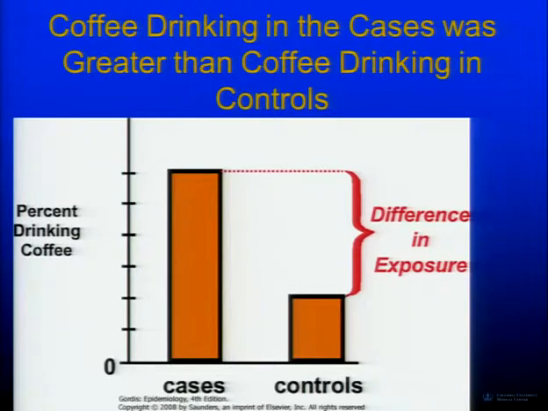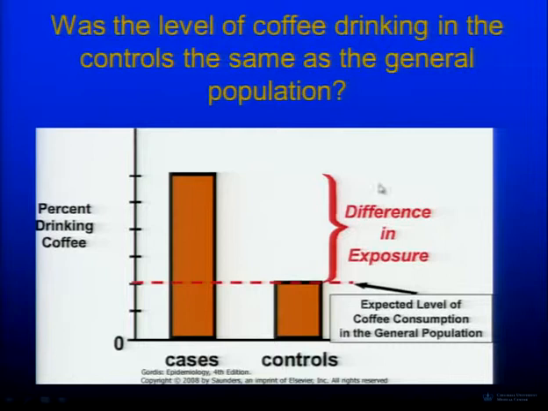So let's think about it. We have our pancreatic cancer cases, we have our controls. What we found basically is that the percent drinking coffee in the cases was much greater than the coffee drinking in the controls, correct? And that's why we said that that's related to the risk. But here's the idea. Was the level of coffee drinking in the controls the same as in the general population? Is this the expected level of coffee consumption in the general population?